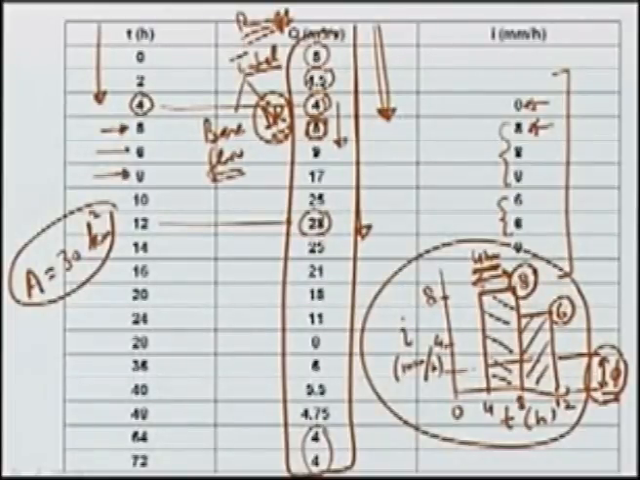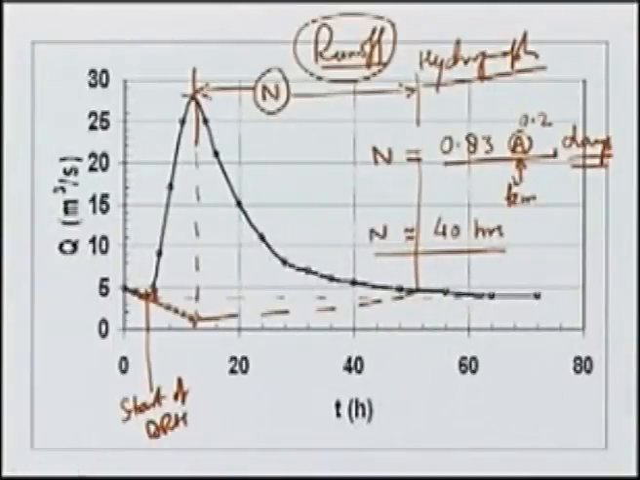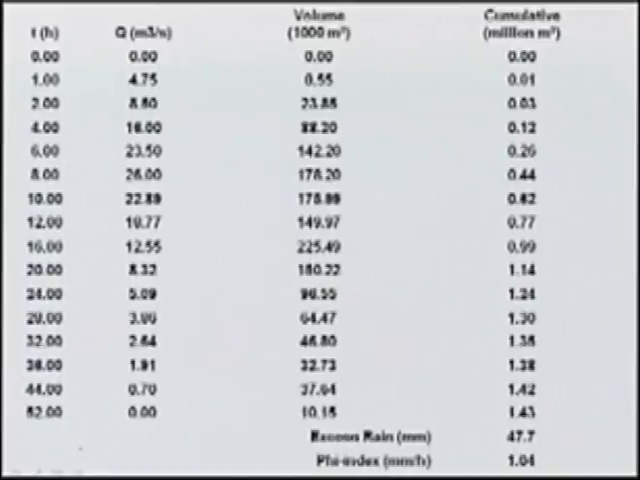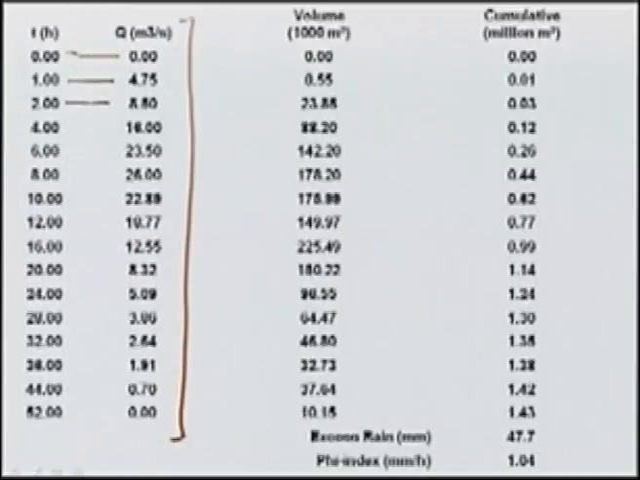Now, we have to find out the phi index, and to do that we need to find out the volume of direct runoff, and that computation can be done based on the DRH ordinates. So, here we have shown the ordinates of the DRH. At t equal to 0, we have 0, then 1, 4.75, at 2, 8.5, and at 52, it stops here. So, for a 4 hour rain, the runoff will continue for about 52 hours.